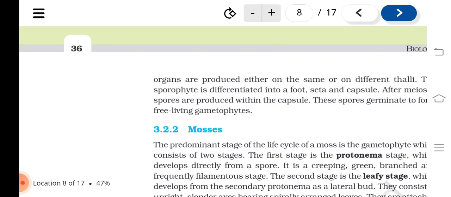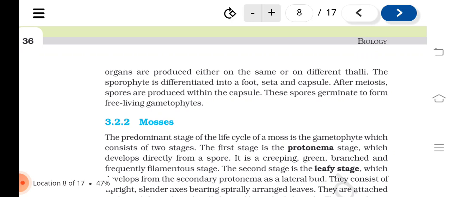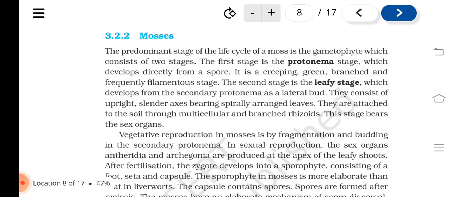Sporophyte is differentiated into a foot, seta and capsule. After meiosis, spores are produced within the capsule. These spores germinate to form free-living gametophytes.